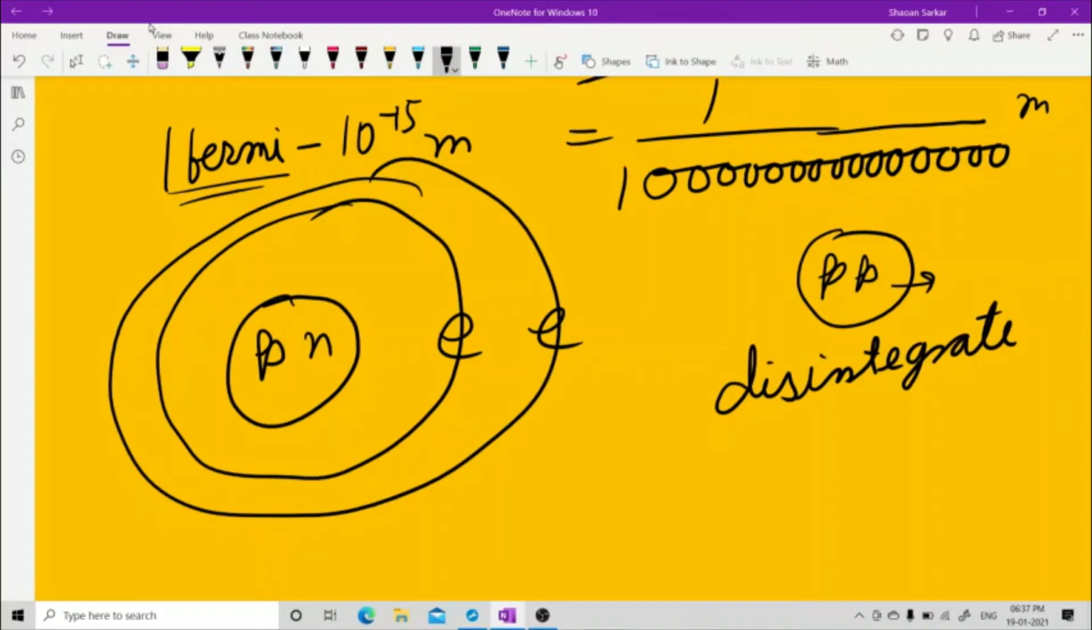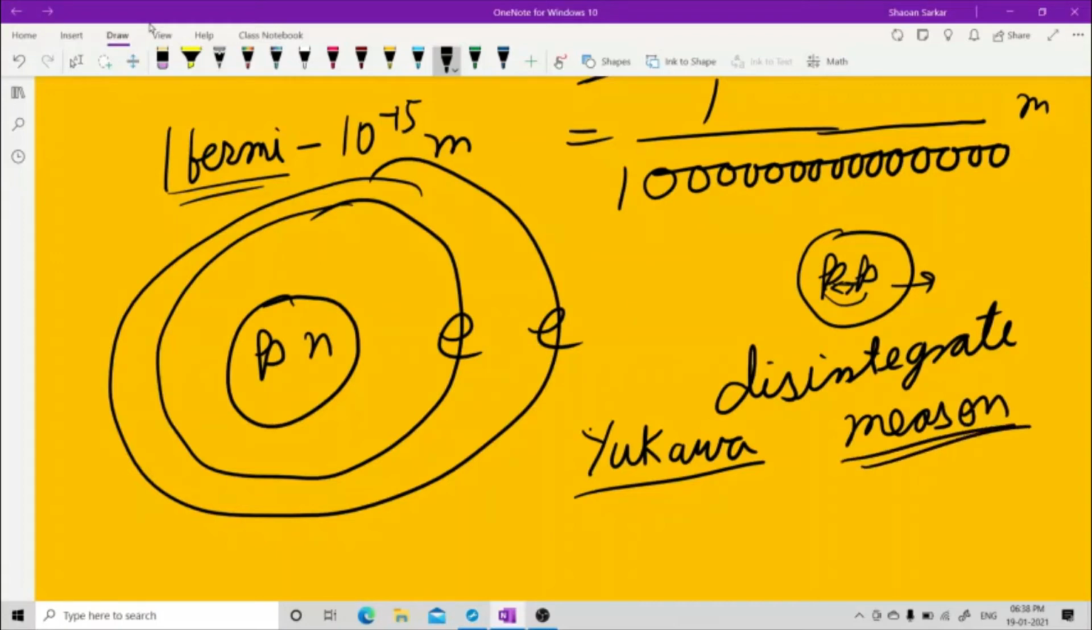Before this disintegrates, what happens is that when these two protons come very close to each other, they exchange a particle. This theory was given by a Japanese scientist called Yukawa. I don't know if I'm writing the spelling correctly, because these are foreign spellings. He talked about a meson. I'm talking about this just to make you understand why this is the strongest nuclear force.